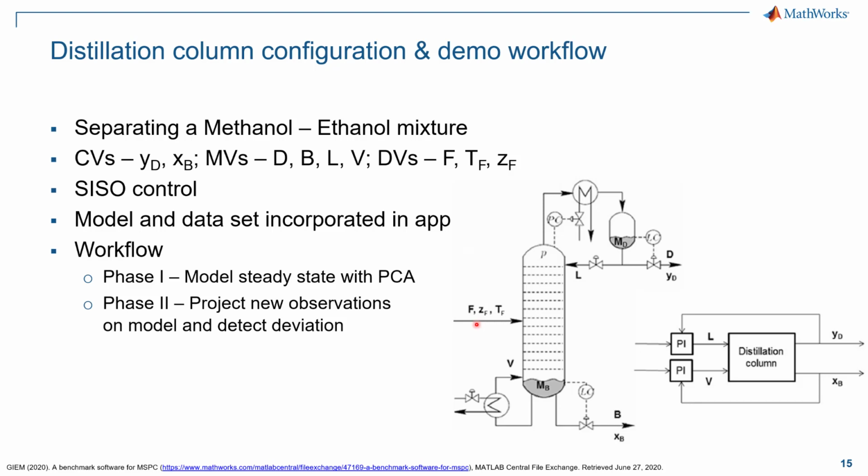In this case, the column has already been modeled in Simulink by the authors, and not only that, but they have also incorporated the dataset into the app. The workflow consists of two main steps. Phase 1, build a data-driven model of the normal operating conditions or the steady-state operations using PCA. And phase 2 is where you exploit the model by projecting the new streaming data or current operations onto the model and detecting the faults. The idea is that the PCA model now understands what a steady state looks like. It records the signature, and any deviation from this is recognized as a fault.